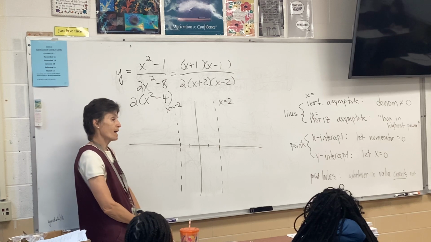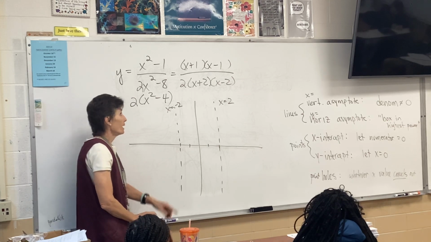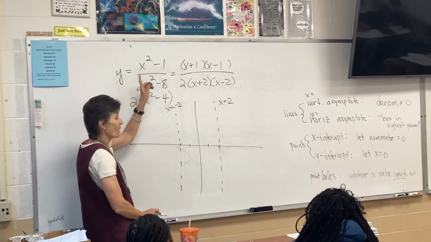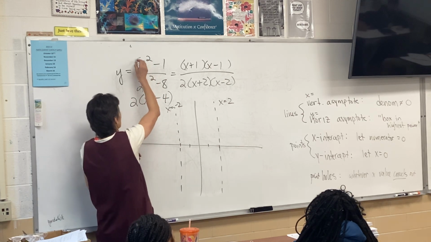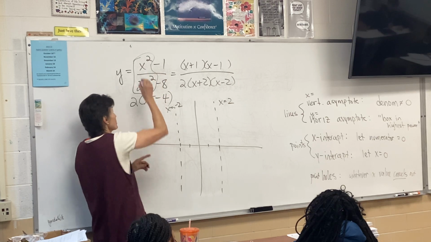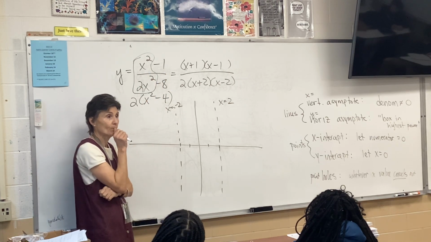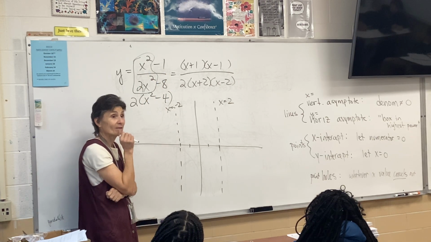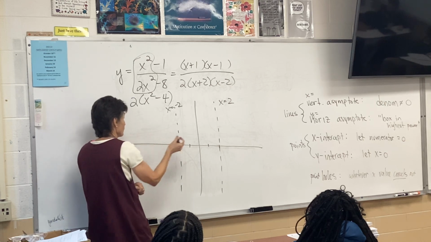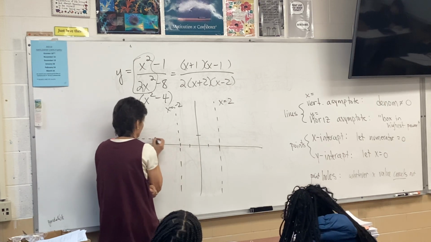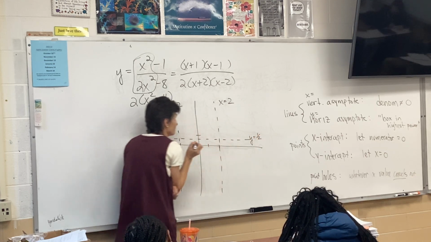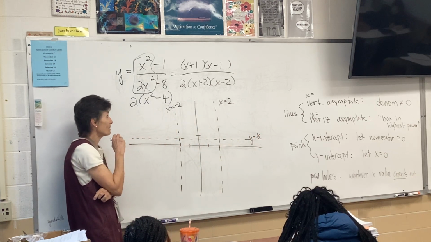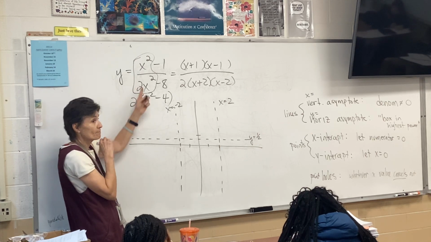How about a horizontal asymptote? I think it's easier to look back at the original problem. To find the horizontal asymptote, we box in the highest power. Where is that horizontal asymptote? Where is it? 1/2. Y equals 1/2. Everything okay back there? Everybody understand where the 1/2 came from right here?